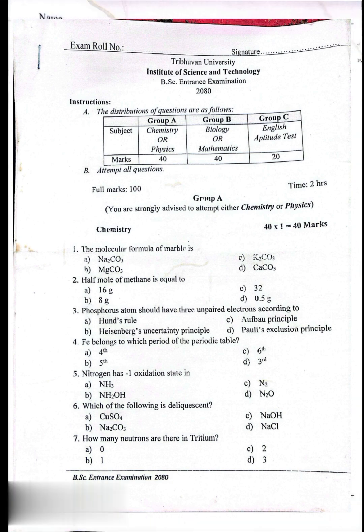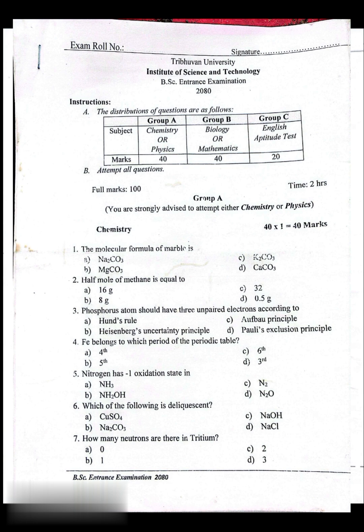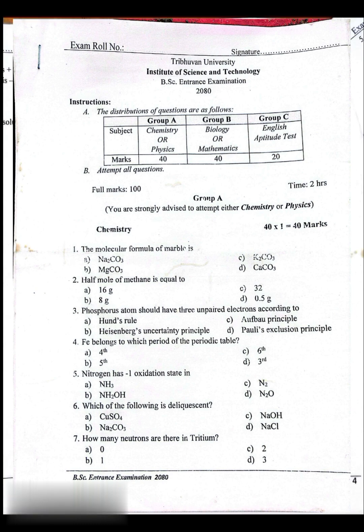Subject Group A, Chemistry or Physics, 40 marks. Group B, Biology or Mathematics, 40 marks. Group C, English Aptitude Test, 20 marks. Physical group solve Physics, Mathematics and English Aptitude Test, and biological group solve Chemistry, Biology and English Aptitude Test.